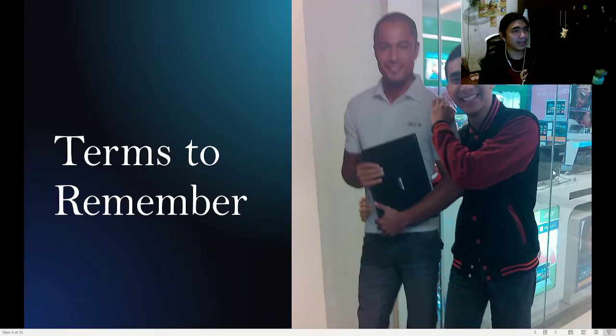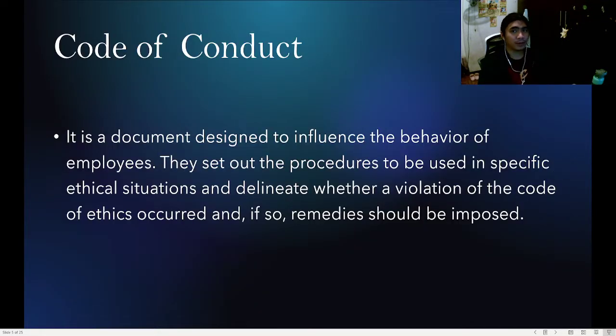Next, what are the terms to remember? One term to remember is the code of conduct. Again, the code of conduct is literally the document designed to influence the behavior of the employees. These are the write-ups that tell you what to do and what not to do, and whether there are violations when you do certain things. Because not all things that you think are right are also right relative to the place that you're working.